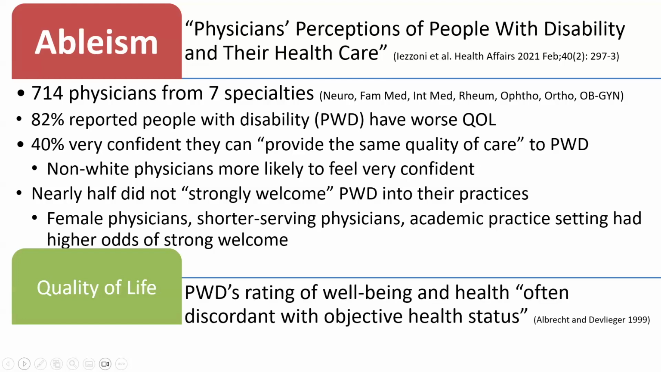This quality of life piece, I think, is so important to always push back on, because when studies have been done of people with disability or disabling conditions, their rating of their well-being and health is often very discordant with their objective health status. It's much higher. People rate their quality of life much higher.